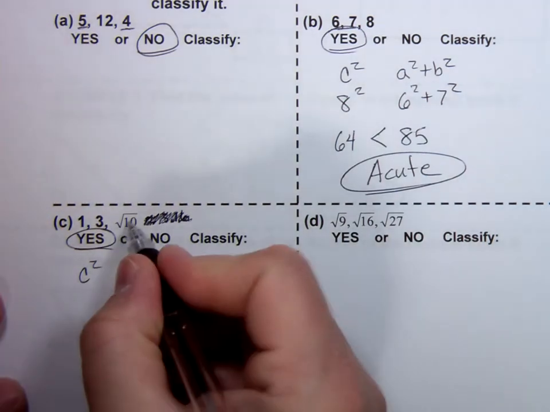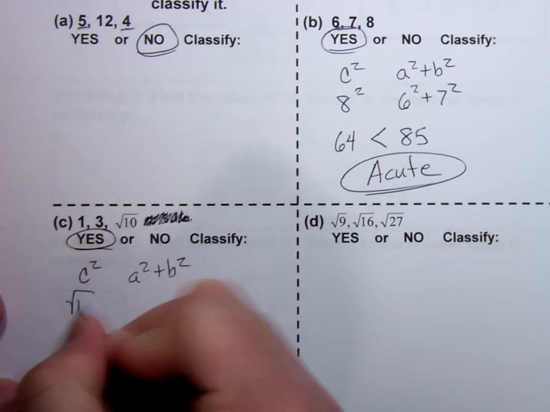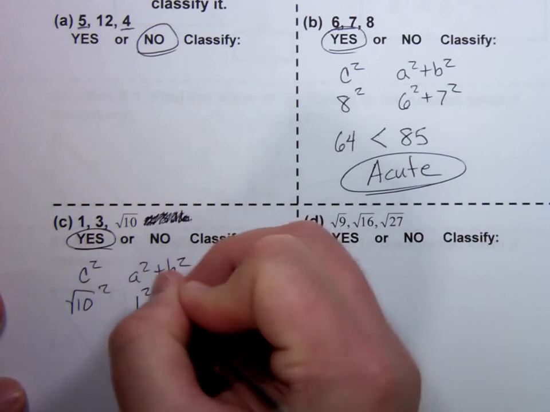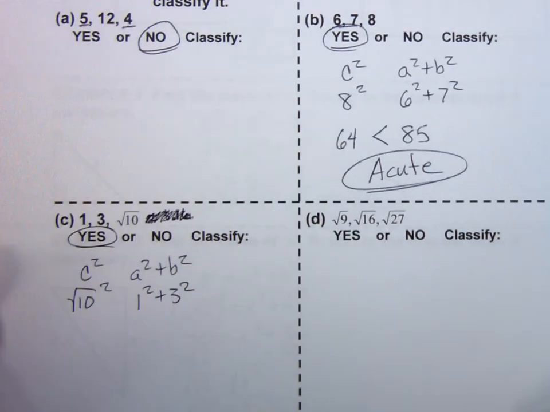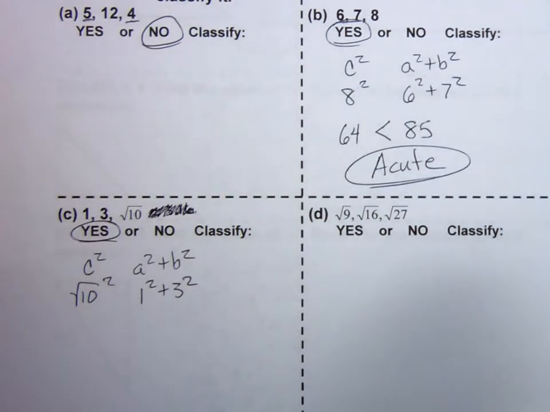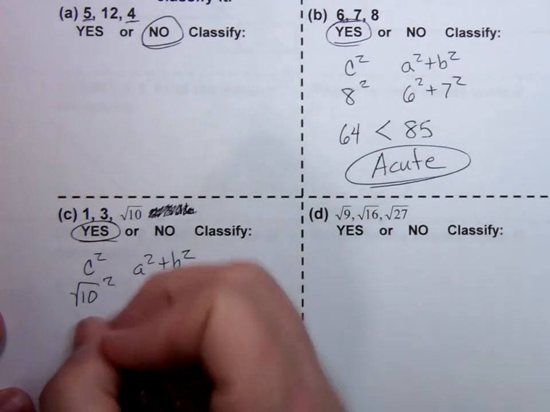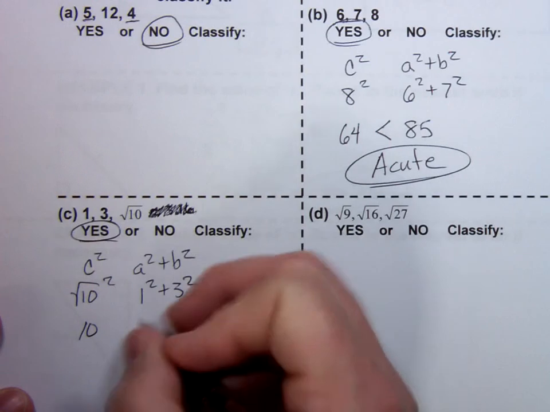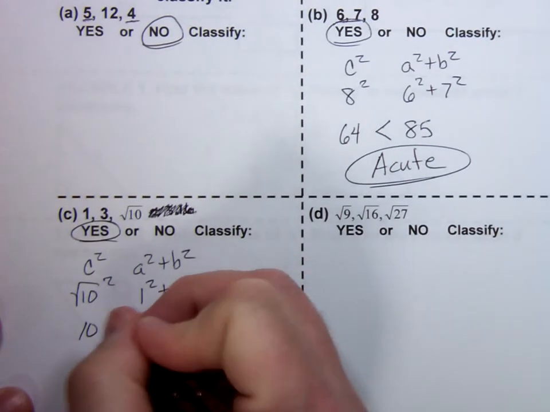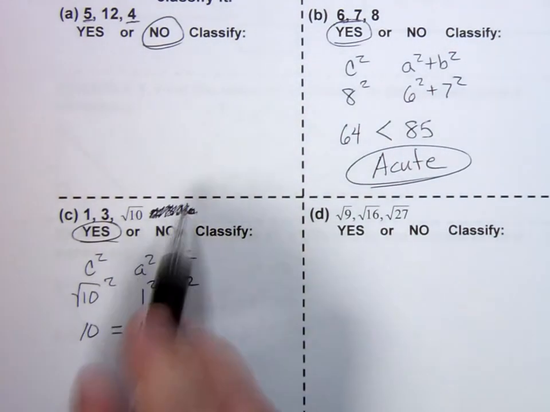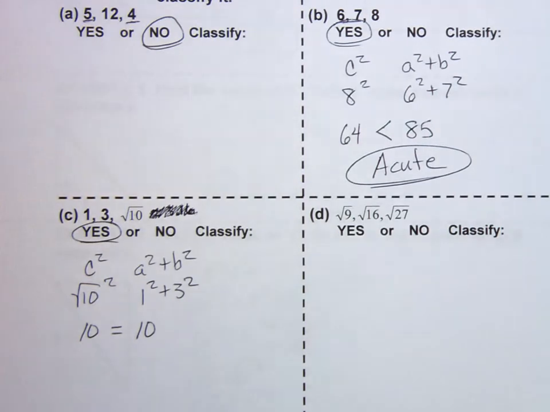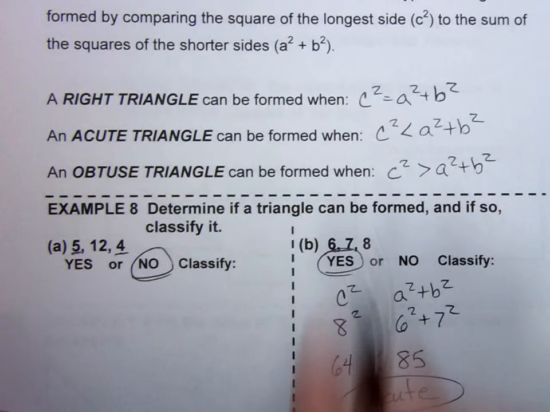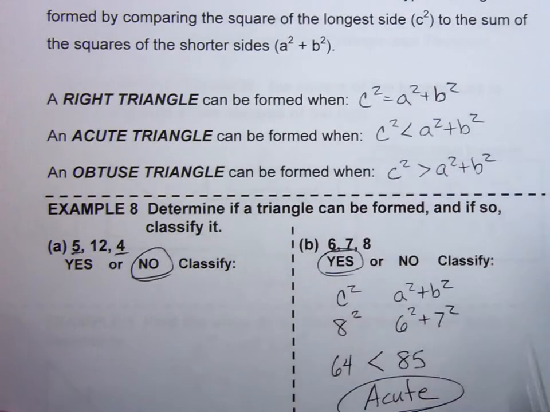So when I proceed from here, I make sure I use that square root of 10 in for c. 1 and 3 will be your a and b. Doesn't matter which one's which. Okay, square root of 10 squared is 10. 1 squared is 1. 3 squared is 9. 1 plus 9 is 10. So those come out equal. So if we had used that rounded number, we would have gotten the wrong answer. Now, when c squared is equal to a squared plus b squared, remember that means it's a right triangle. So this is a right triangle.